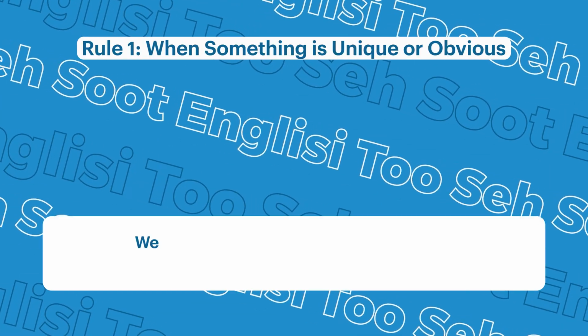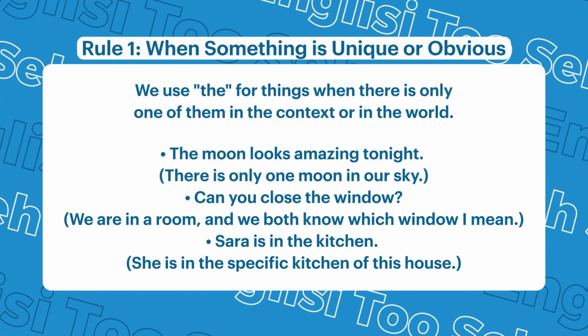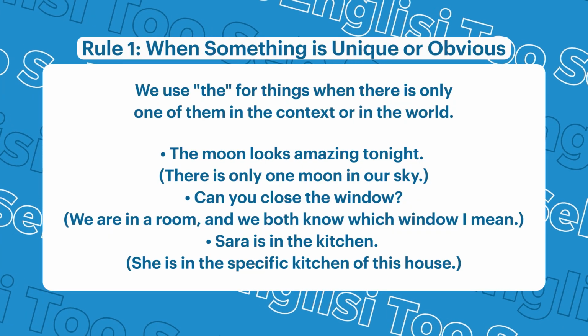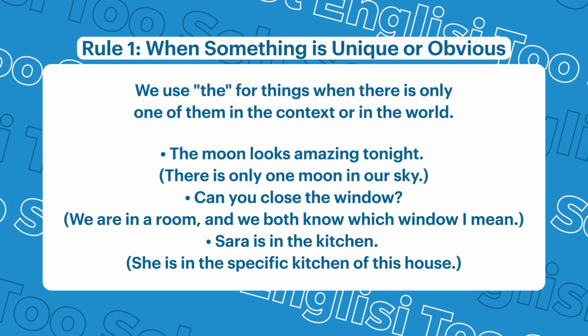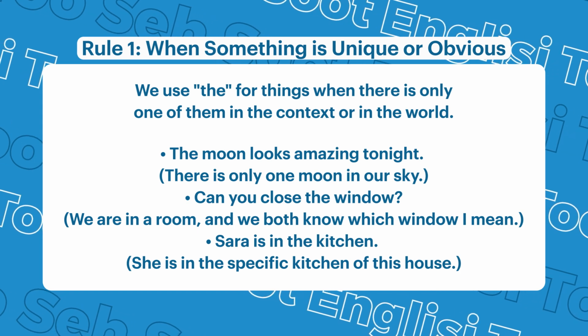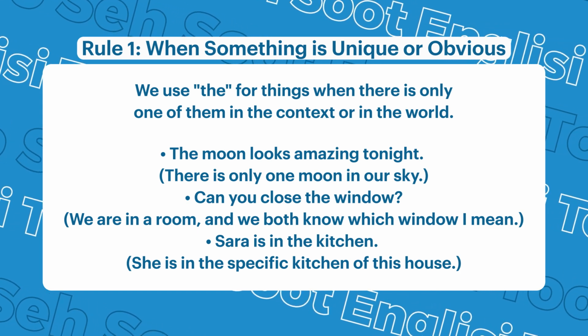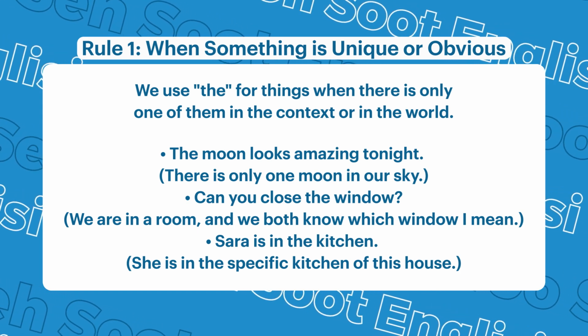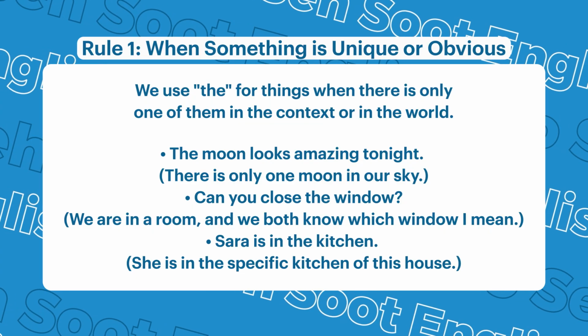Okay, rule number 1 says use the when something is unique or obvious. It means we use the for things when there is only one of them in a context or in the world. For example, the moon looks amazing tonight. We say the moon because there is only one moon in our sky.